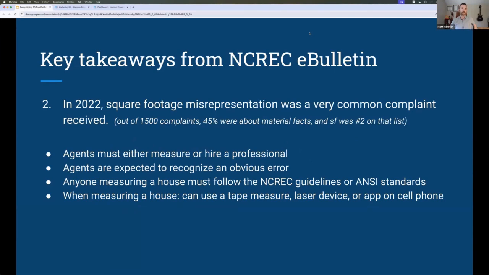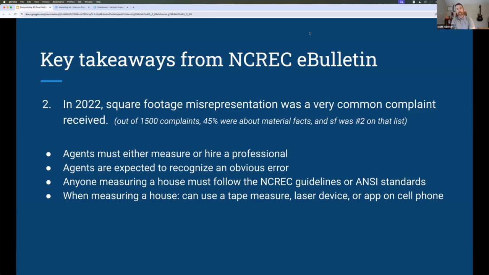The second key takeaway from the bulletin was that misrepresentation was very high on their list of common complaints. It was number 2 on the list, actually. They said that agents must either measure or hire a professional. So if you like to measure, you can do that, but you can also hire a professional. It does not have to be an appraiser. I know that's a question that comes up a lot, but that is not a requirement. The word appraiser is mentioned a few times in the little yellow booklet, but it's not a requirement. It can be your dog catcher or a mail person, as long as they know how to measure by the real estate commission guidelines.